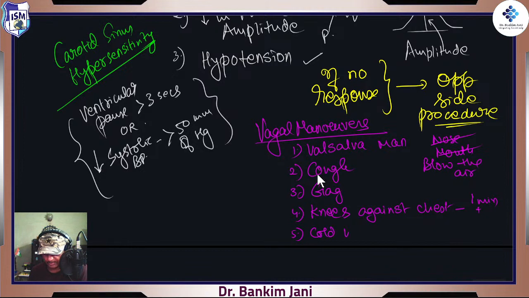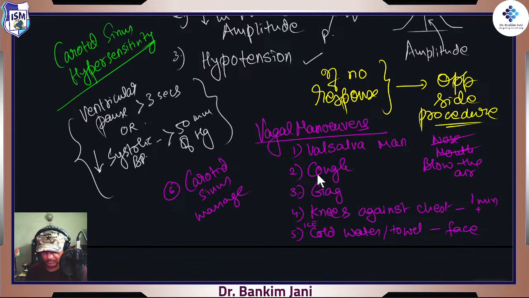Then cold water, which means it has to be ice cold. I'll say ice cold water or a towel on the face. That would slow down the heart rate. And the most scientific is carotid sinus massage. So these are all collectively called the vagal maneuvers.